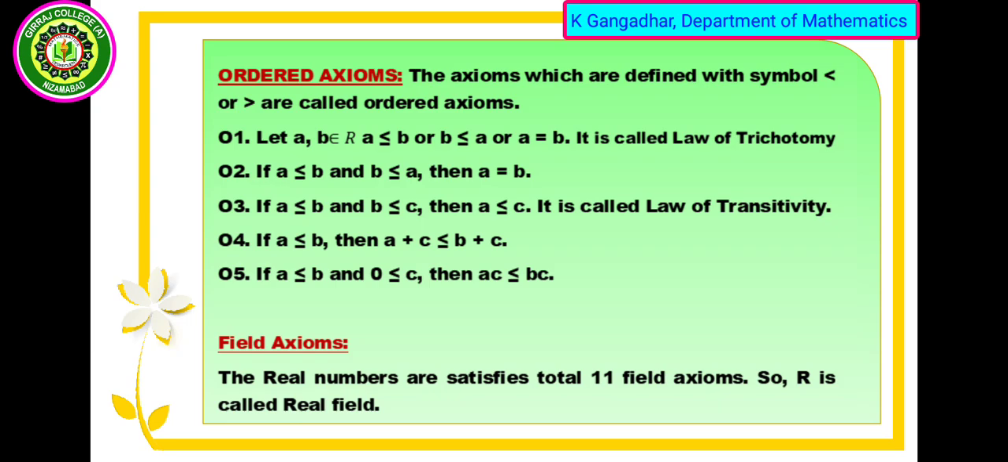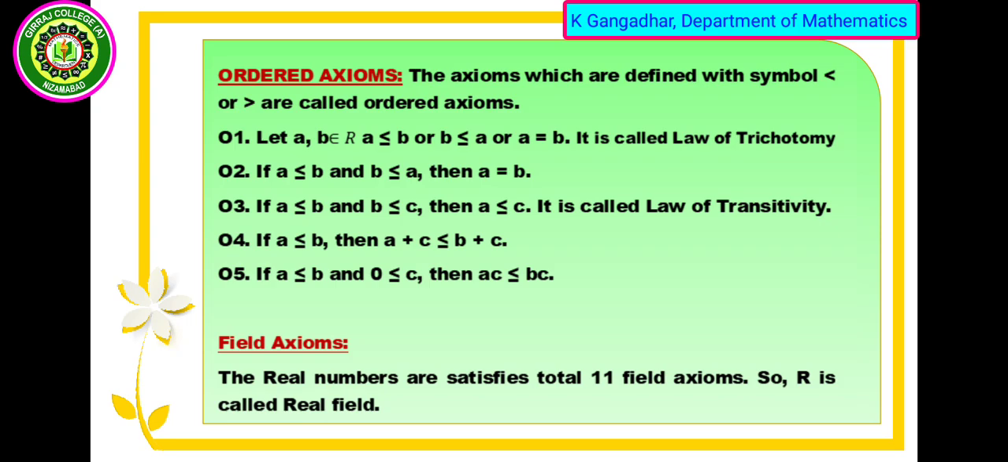Next one: if a less than or equal to b and b less than or equal to a, then we say that a equal to b. Now the third one: a less than or equal to b, b less than or equal to c, then a less than or equal to c. It is called the law of transitivity.